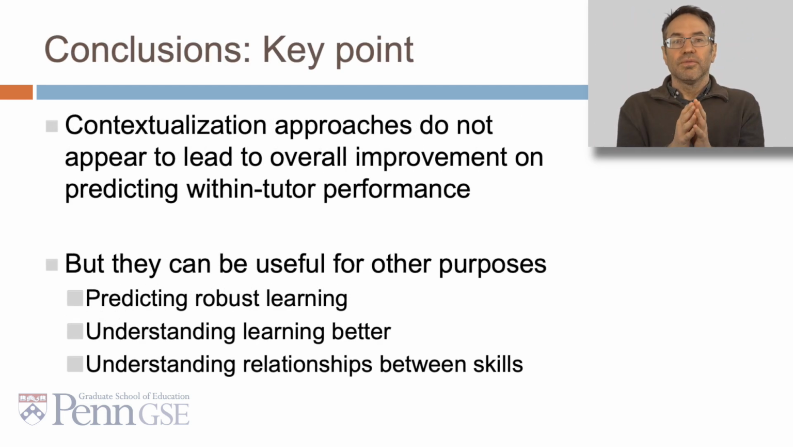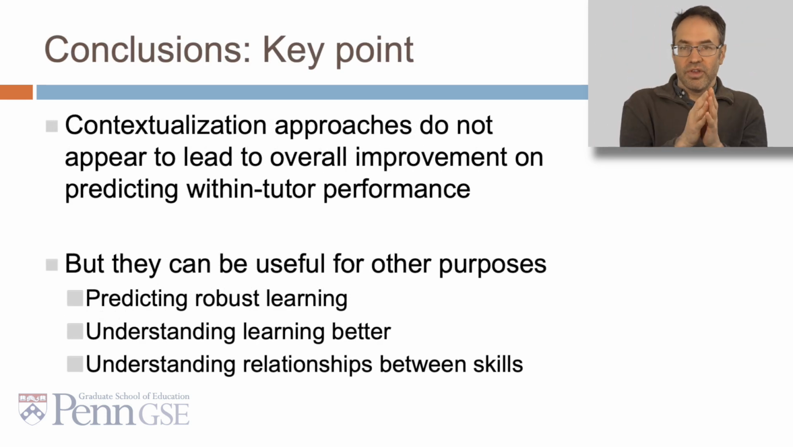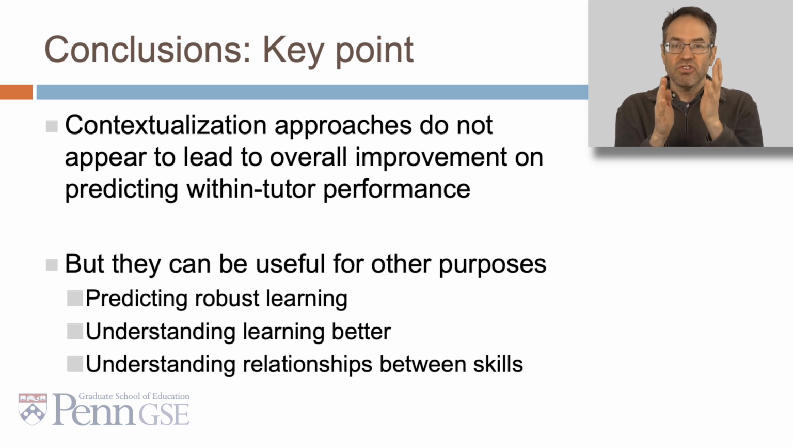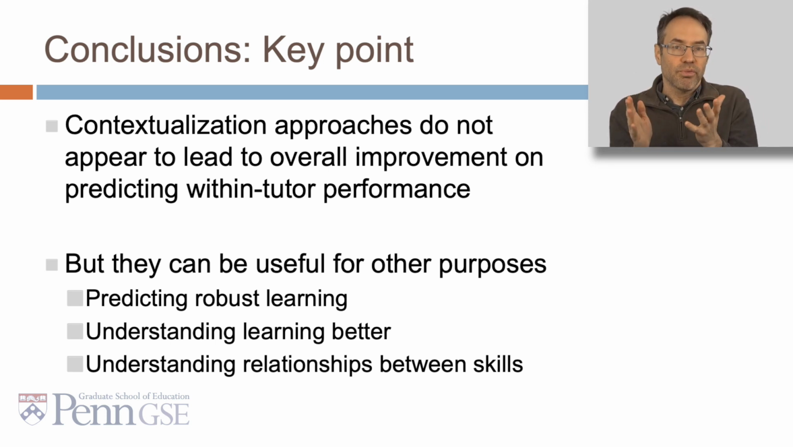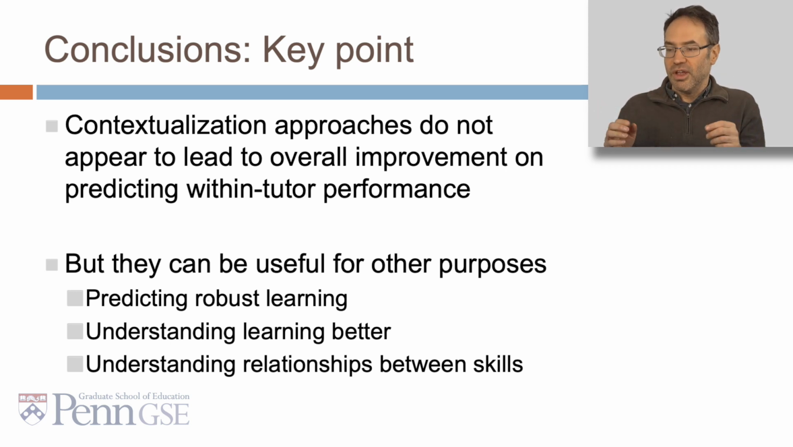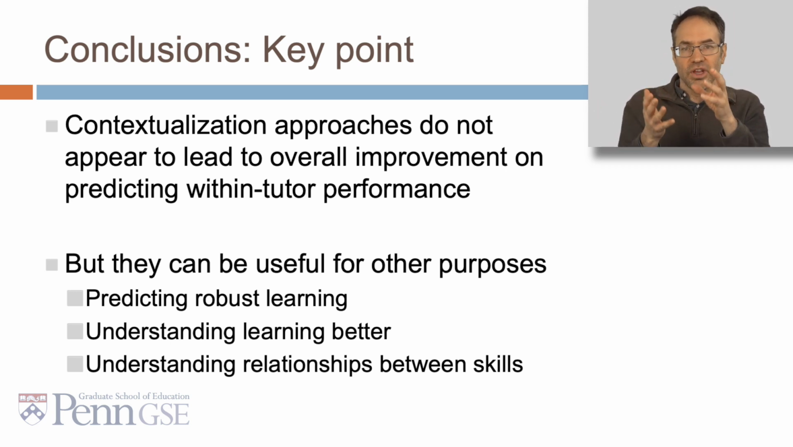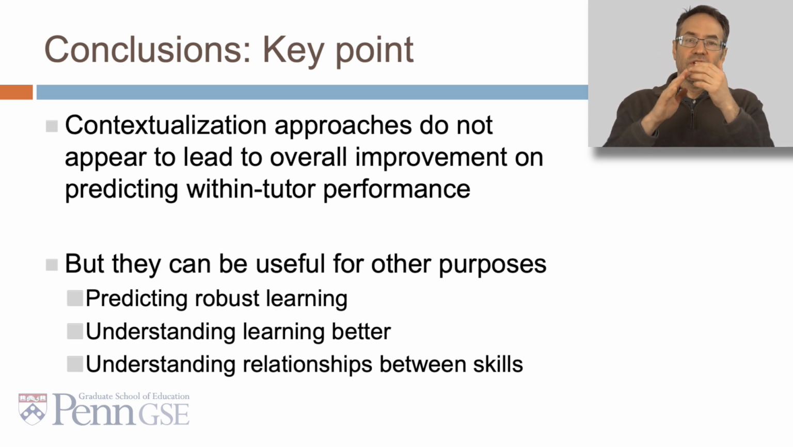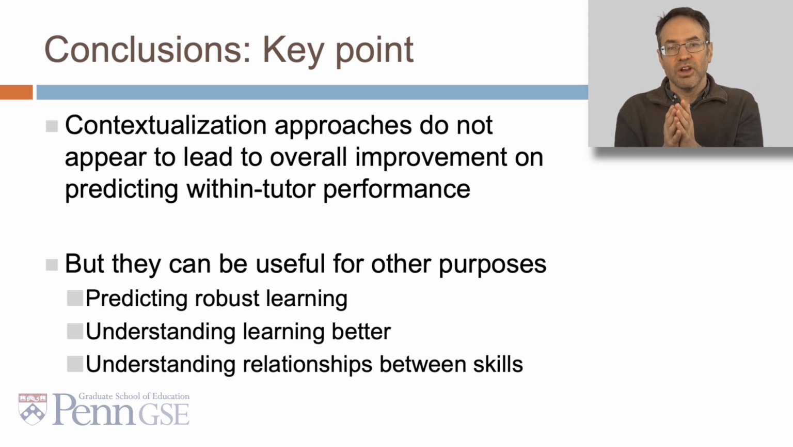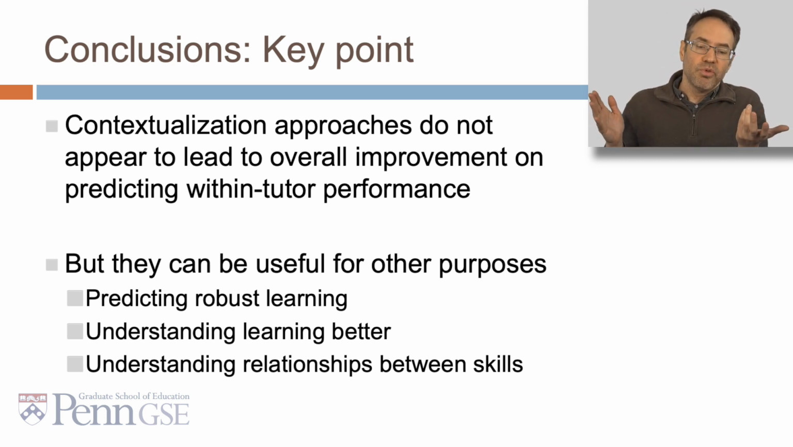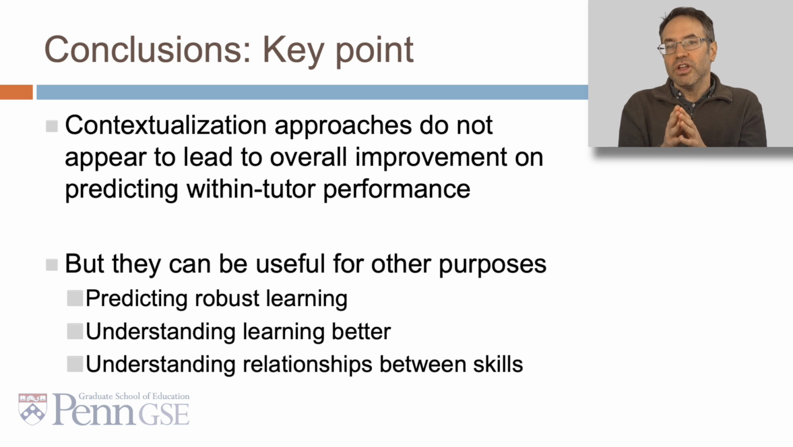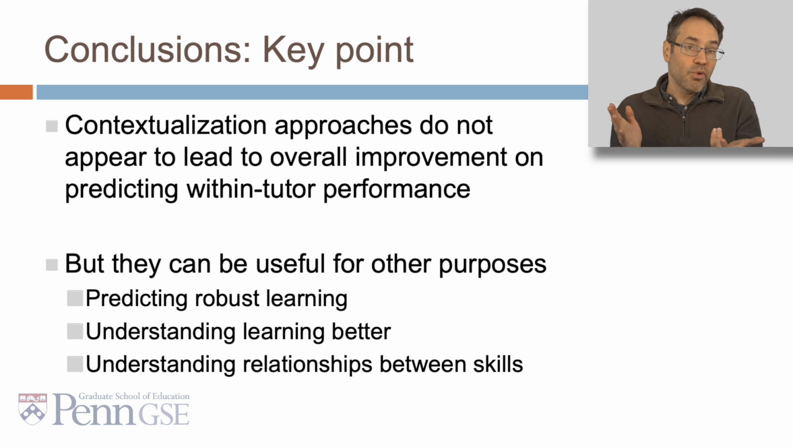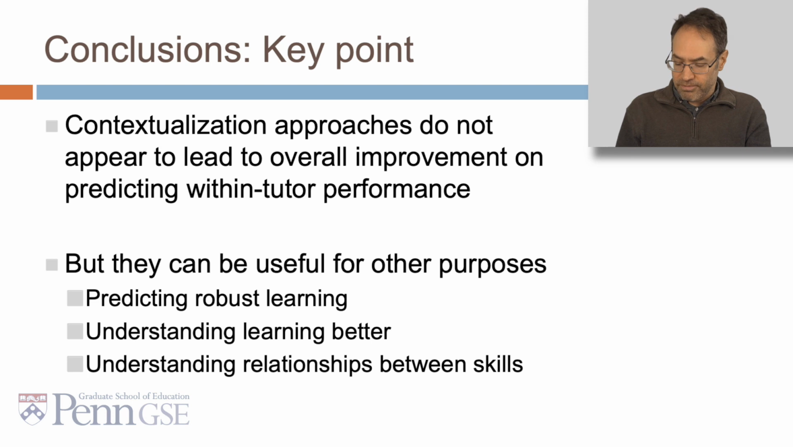So overall, across all four of these types of examples, contextualization approaches generally don't appear to lead to big overall improvements on predicting within tutor performance. But see Gonzalez, Brenes et al. 2014, but in general. But what they're really good for is other purposes. Things like predicting robust learning, understanding learning better, and understanding the relationship between the skills. There's a lot of utilities to modifying the assumptions of BKT that are harder with some of the more contemporary algorithms, which is one of the reasons why researchers still sometimes use BKT.